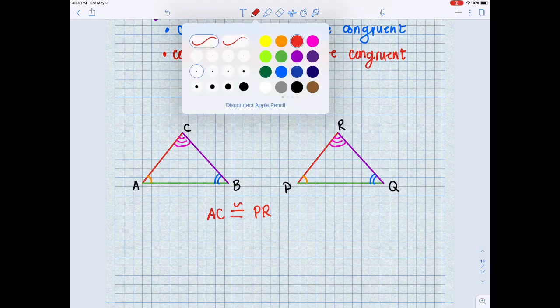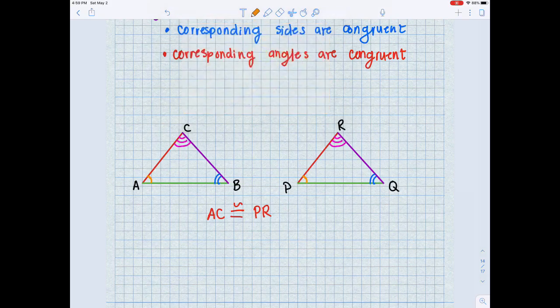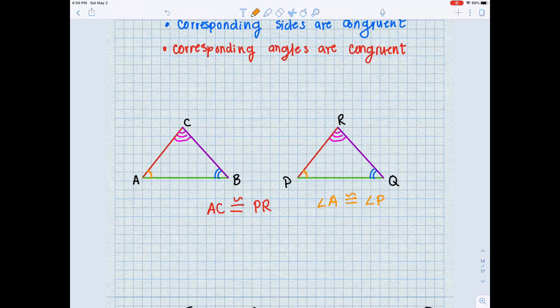Let's do some angles. I'm looking on triangle ABC, and I notice that angle A is congruent to which angle on PQR? To angle P. Do you see what's happening here? Okay, so take a second, pause the video, and see if you can list all of the corresponding sides that are congruent to each other and all of the corresponding angles that are congruent to each other.